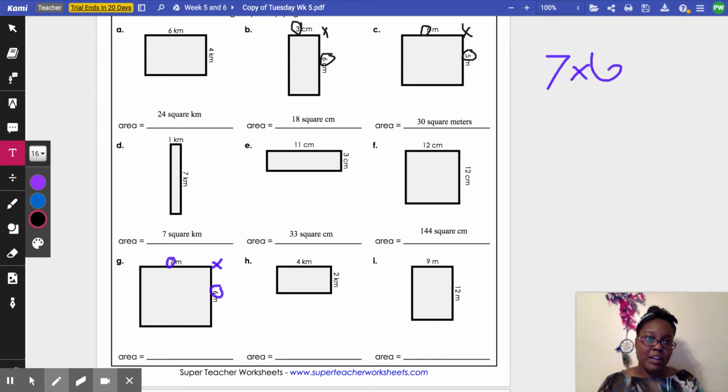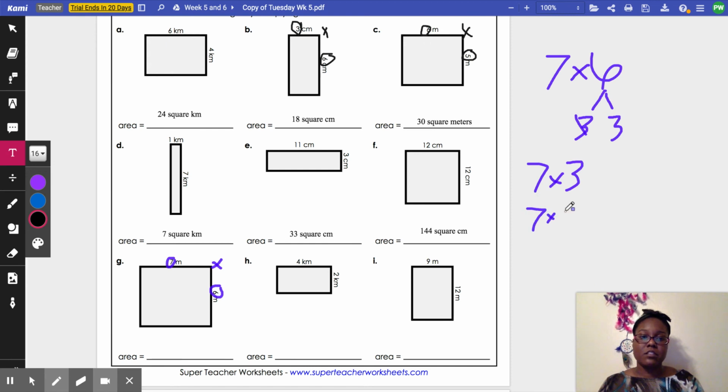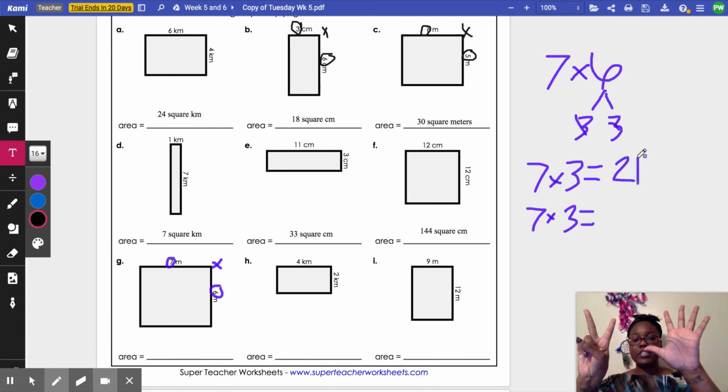Here, I'll show you where that comes from. 7 times 6. I'm going to decompose the 6 into 3 and 3. So I like to do 7 times 3. That uses one of my 3's, and I'll do another 7 times 3. And that used my other 3. 7 multiplied by 3. If you count by 7s, you have 7, 14, 21. If you count by 3s, you hold up 7 fingers. 3, 6, 9, 12, 15, 18, 21.